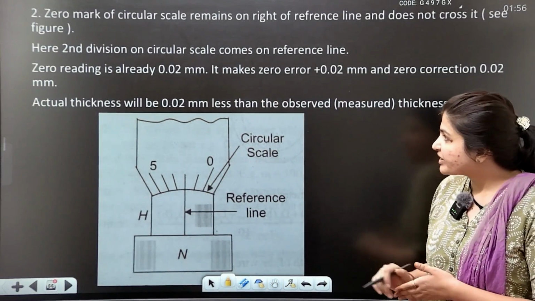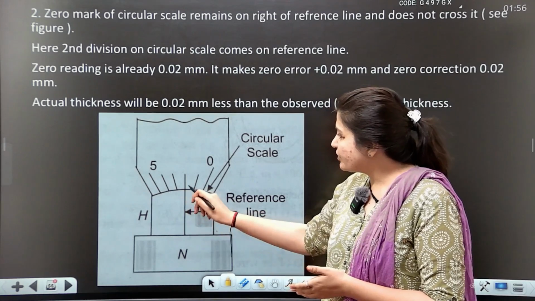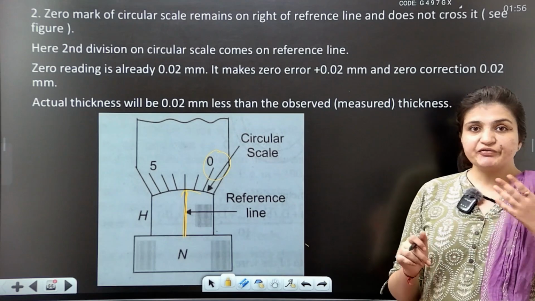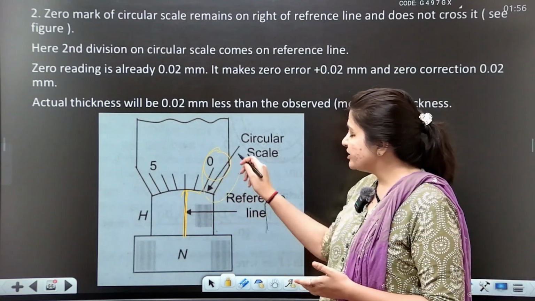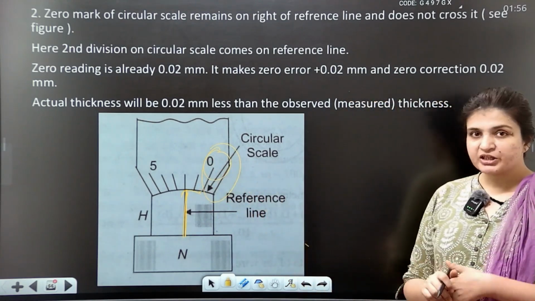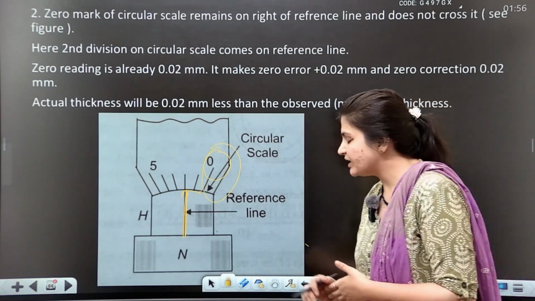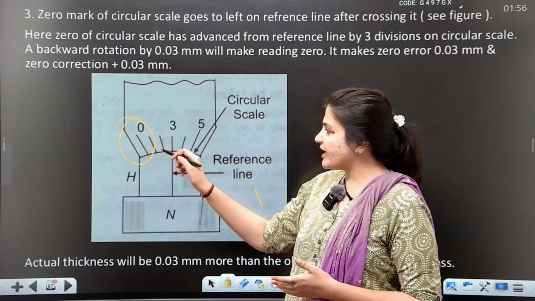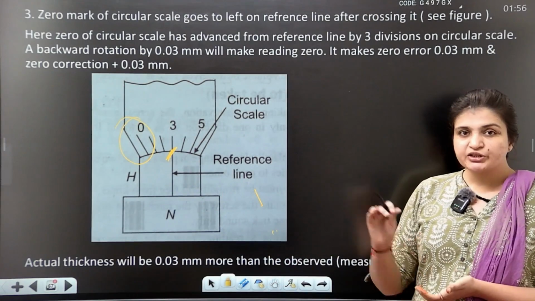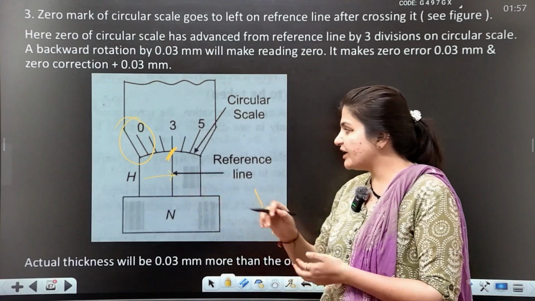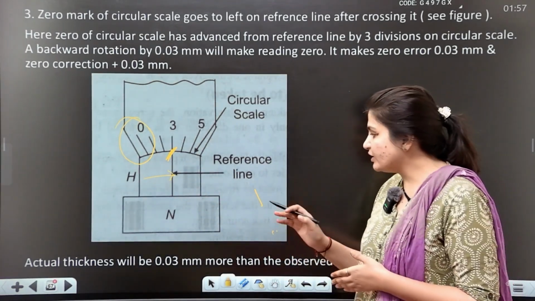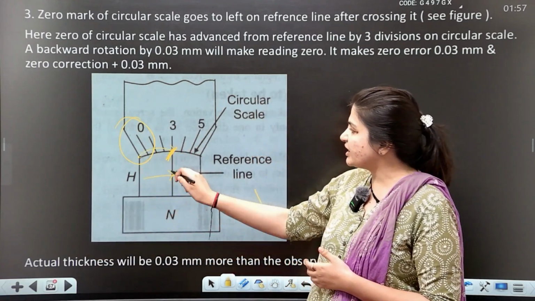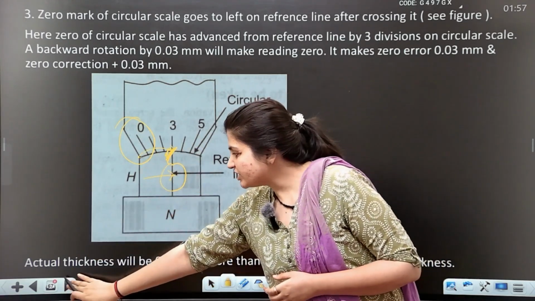Here we can see that the zero is here, but the vernier scale is coinciding with the second division, and the zero of the main scale has already moved. So the actual thickness will be larger than the observed. Here the zero of the main scale is here, and this is the zero of the vernier scale, so it has moved further, and the value will be more than the actual value. It has already moved in, and the vernier scale is coinciding with the third division.